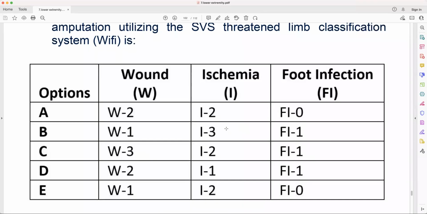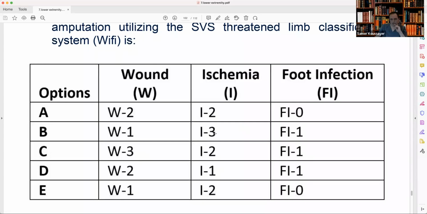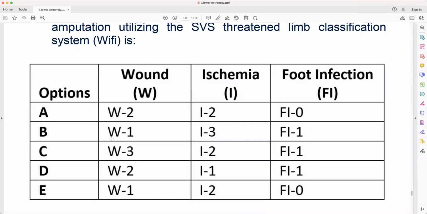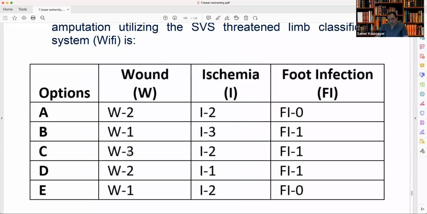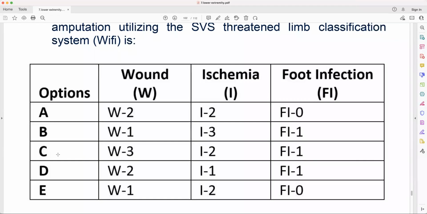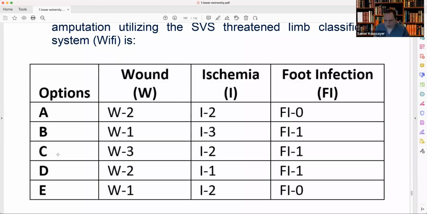You go to the ischemia, you have 1, 2, 3. It should be 2 or 3. So now you have B and C only. Now to come to the wound, 1 and 3, 3 is the worst. So this one is the worst one, really, C. You see how you answered without knowing what the classification is.